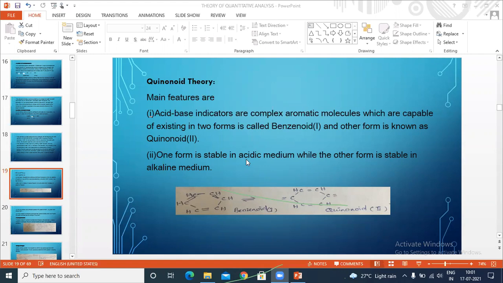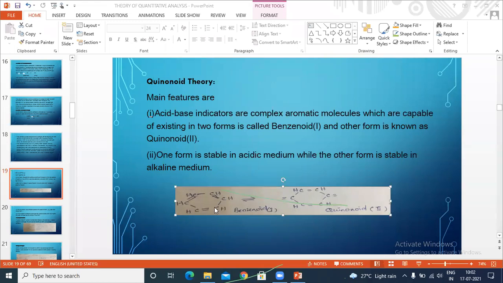One form is stable in acidic medium, while the other form is stable in alkaline medium. So what are the benzenoid and quinonoid forms? See here, this is the benzenoid form. That means the benzene structure, with alternate double bonds, is the benzenoid form. And the quinonoid form, instead of the benzene structure with three alternate double bonds, has two double bonds, and in the ortho and para positions of carbon we can observe oxygen. That is the quinonoid form.